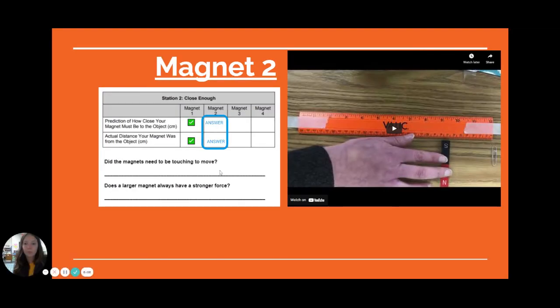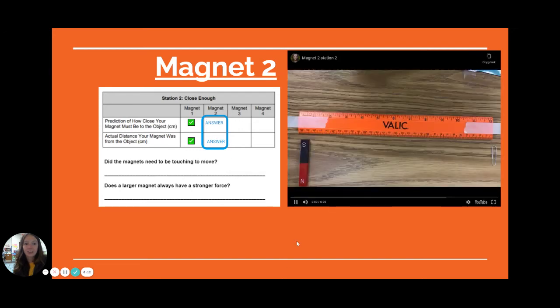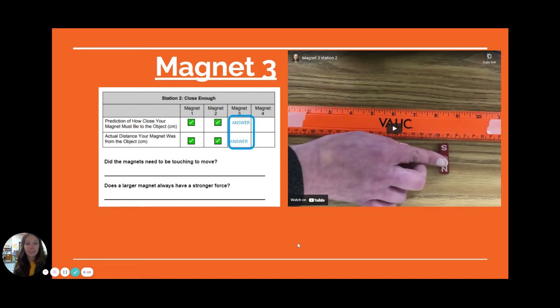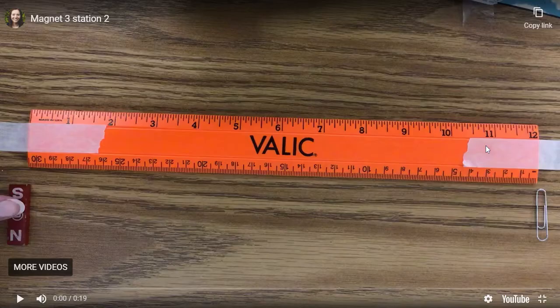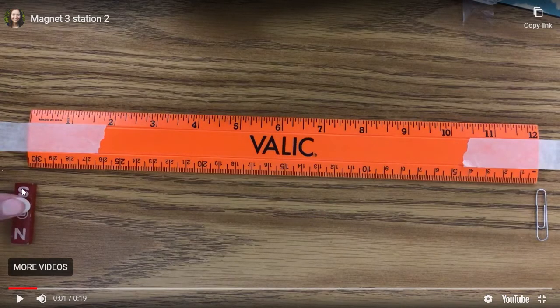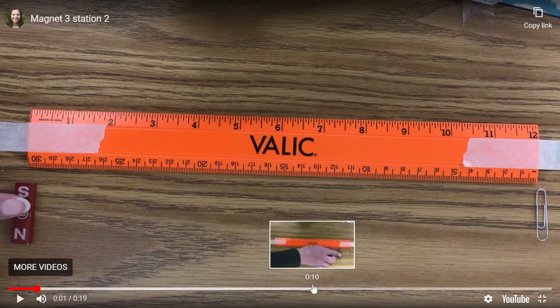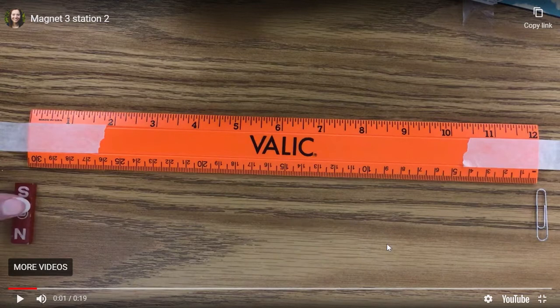All right. That means you should have an answer under magnet 2 for both of those, your prediction and your answer. It is time to move on to magnet number 3. Let's see what magnet number 3 does. You're going to write your prediction first. So magnet number 3 looks like this. We're starting it at 30. Write your prediction down. Make sure you write centimeters afterwards.